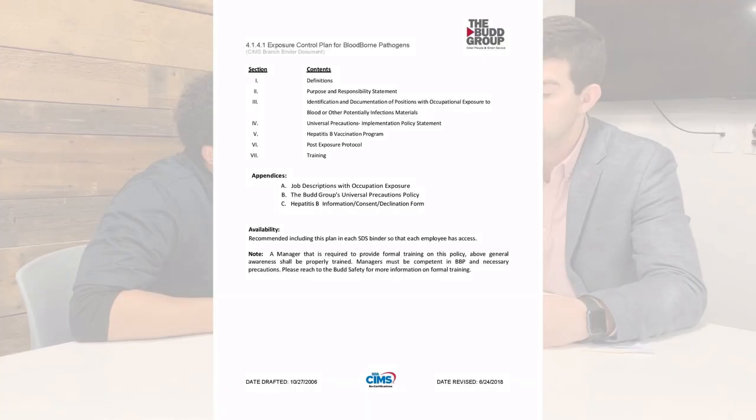So the first thing I wanted to talk to you about is the exposure control plan. This is a plan that the Bud Group has, and all it does is walk through how the Bud Group handles bloodborne pathogens or potential exposures. So some of the things that are in here are definitions, some medical definitions, a purpose or responsibility statement, which just says the Bud Group is trying to keep its employees safe and keep them from being exposed. There's a section in here that talks about what jobs might be exposed versus others that might not be exposed, or what being exposed even means or looks like.